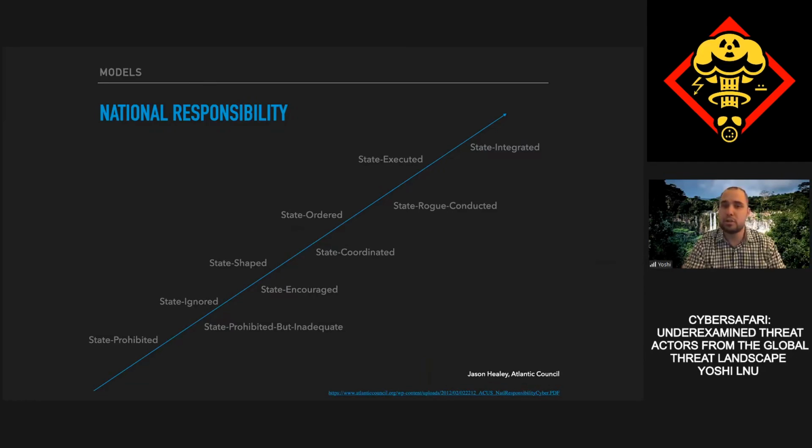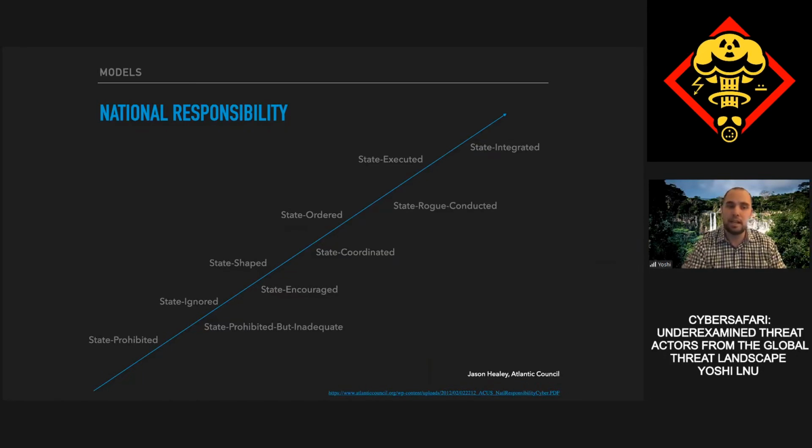The eighth one's sort of interesting. That's the state rogue, but conducted. So what that means is we see it a lot with North Korean actors and Chinese actors, where they have their day jobs conducting state-sponsored intrusions, but then they're also moonlighting. So you have a uniformed actor who's then making some extra money on the side. That's the state rogue conducted.